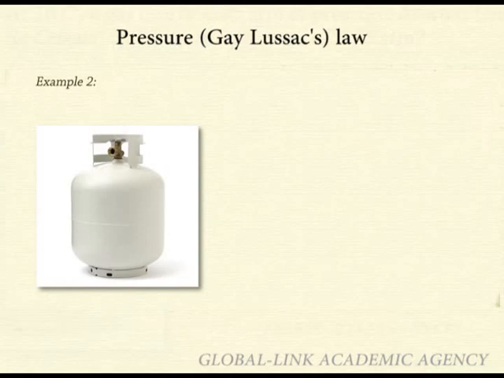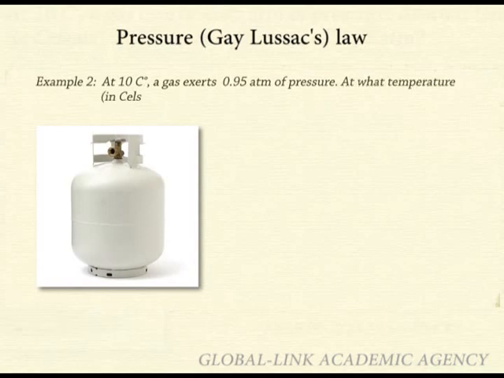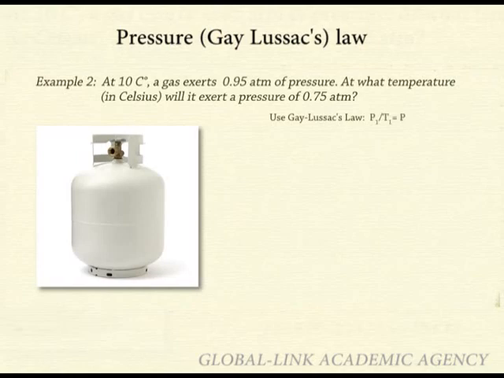Another example. At 10 degrees Celsius, a gas exerts 0.95 atmospheres of pressure. At what temperature in Celsius will it exert a pressure of 0.75 atmospheres? P1 over T1 is equal to P2 over T2. Convert temperature to the Kelvin scale as usual by adding 273.15. So T1 is equal to 283.15 Kelvin.